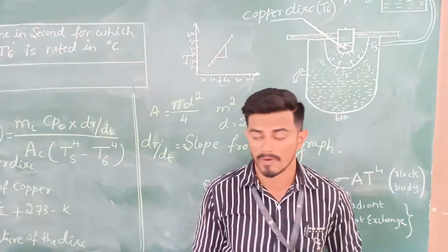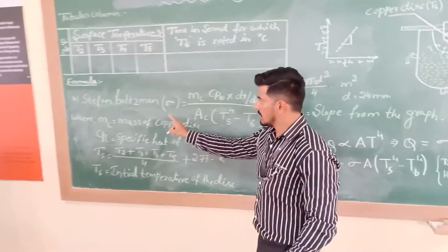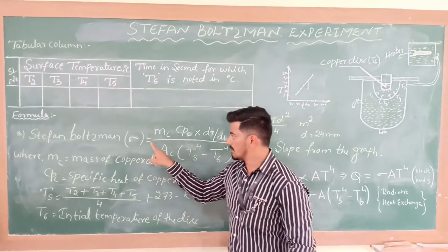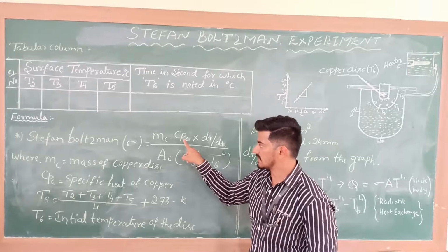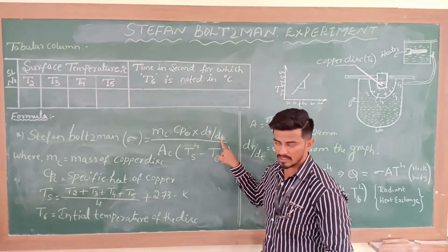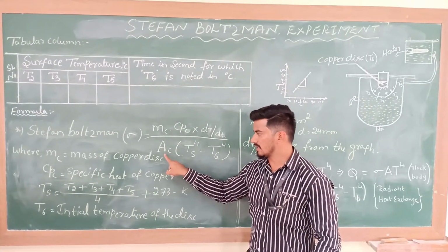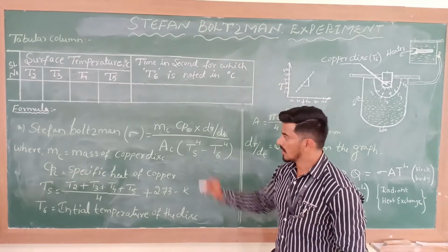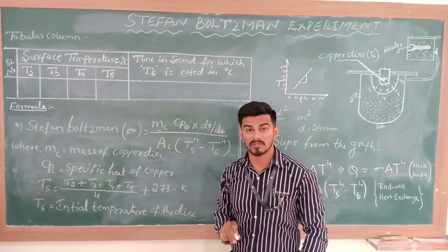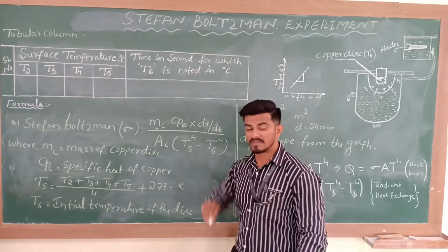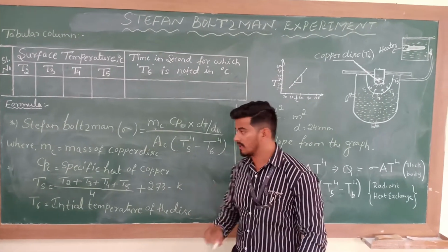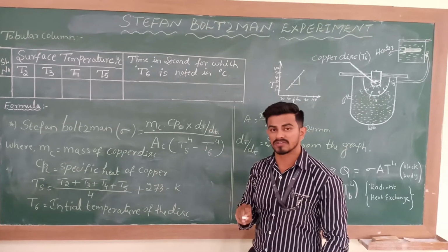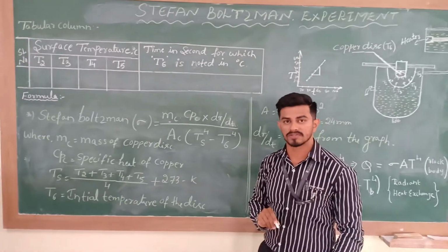Using this concept, we derive an equation: the Stefan-Boltzmann constant sigma equals mc Cpc into dT by dt, divided by Ac into Ts to the power of 4 minus T6 to the power of 4, where mc is the mass of the copper disc, Cpc is the specific heat of copper, and dT by dt, where capital T denotes temperature and small t denotes time.